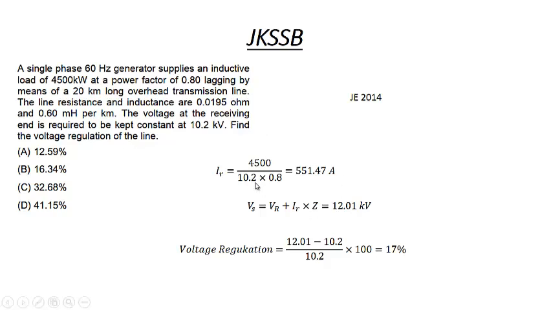So we'll first calculate the receiving end current, that will be power divided by voltage into power factor. Here I have not used root 3 because it's a single phase. So it comes out to be 551.47. So Vs is equal to Vr plus IR into Z. I have not shown the values here, I have put the values directly over here, and I have also dropped the value of the angle. It comes out to be a magnitude of 12.1.